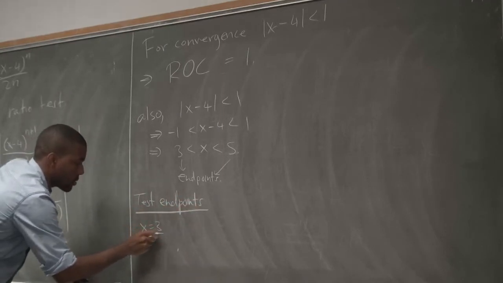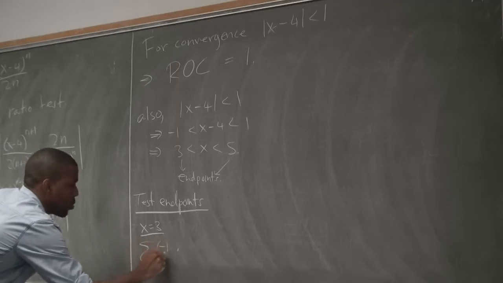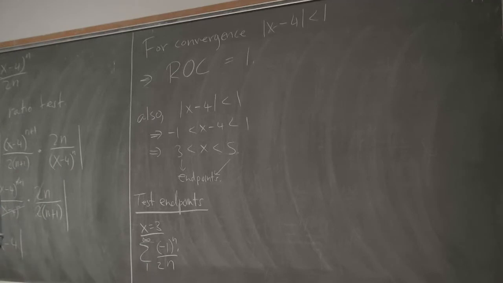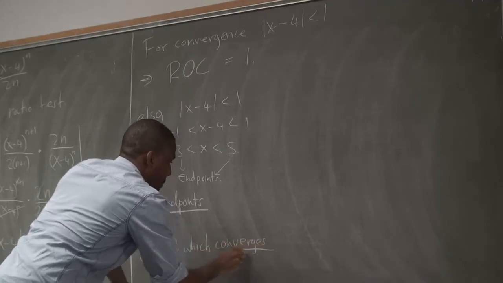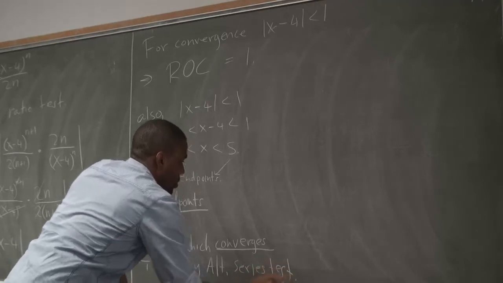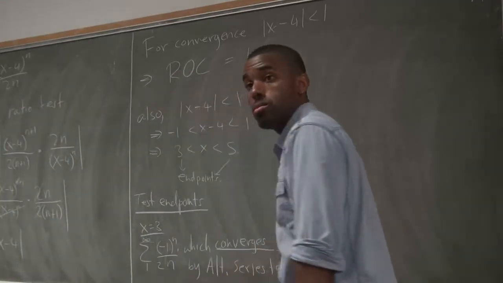Now when x equals 3, what happens to my series? In the case x equals 3, the series is (-1)^n over 2n, from 1 to infinity. Converge or diverge? Converge. By what test? Negative 1 to the n, right, which converges by the alternating series test. Decreasing, it's non-negative, its limit goes to 0, so that converges.